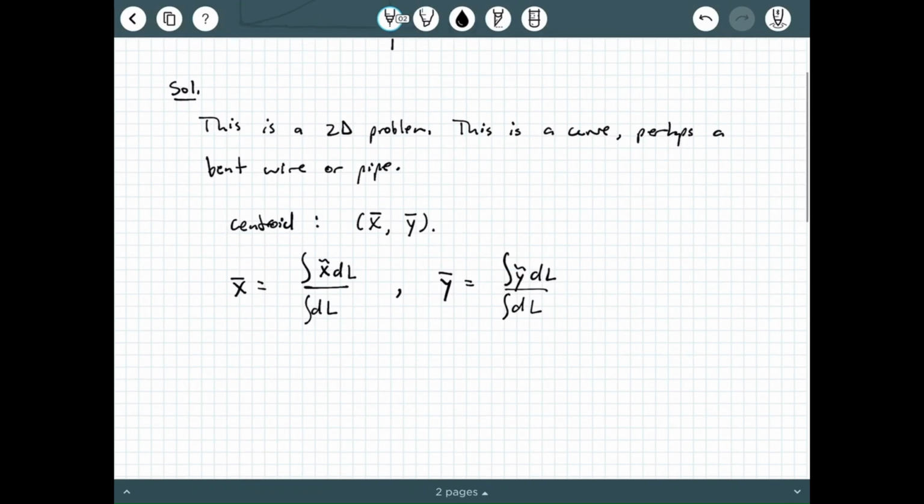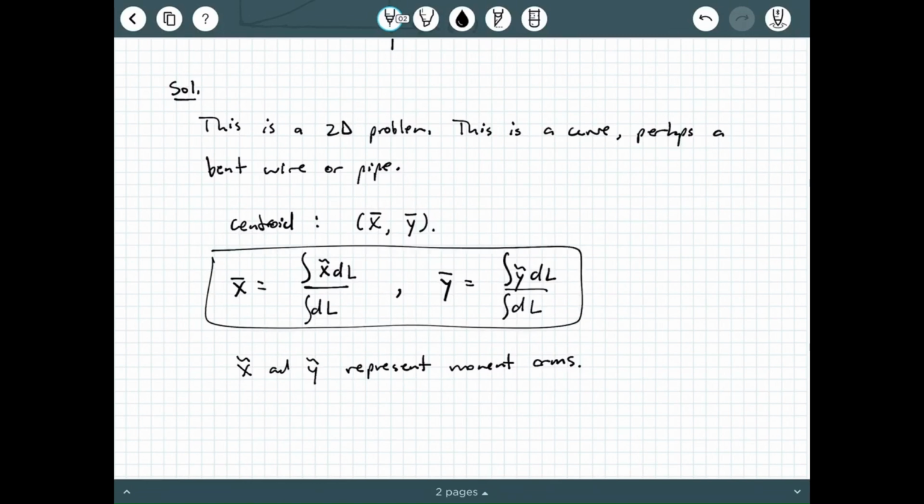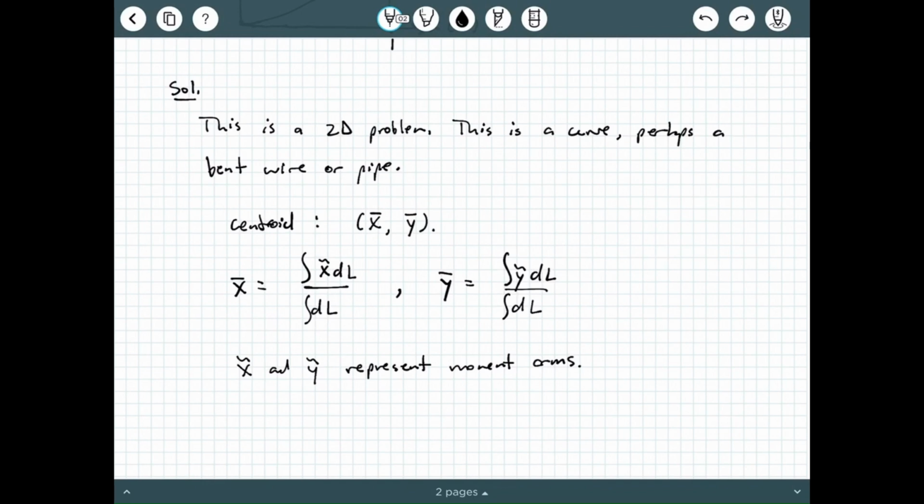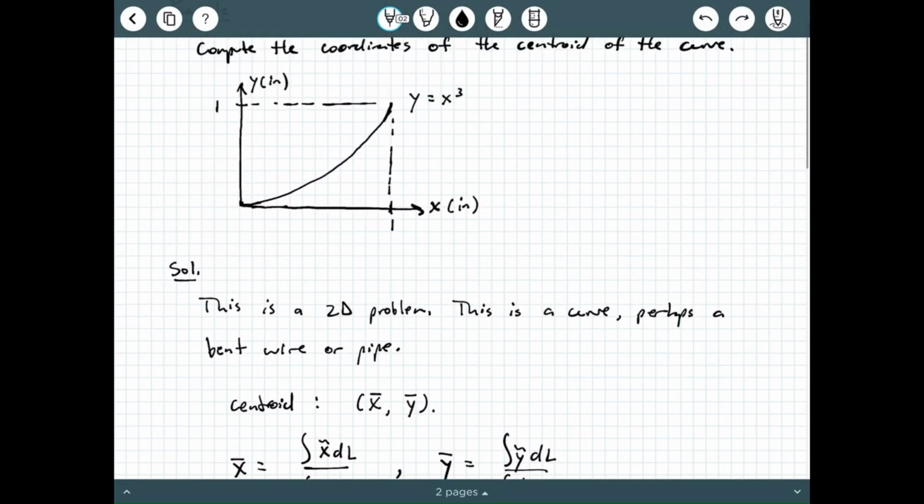We need to remember, as we mentioned before, that x tilde and y tilde represent moment arms. We're going to see how these get pieced together as we move through this problem. So let's tackle this and figure out how to piece all this together. We have these nice general integral forms here, but we have really nothing specific in these integrals yet. So let's dive in and take a look at it.